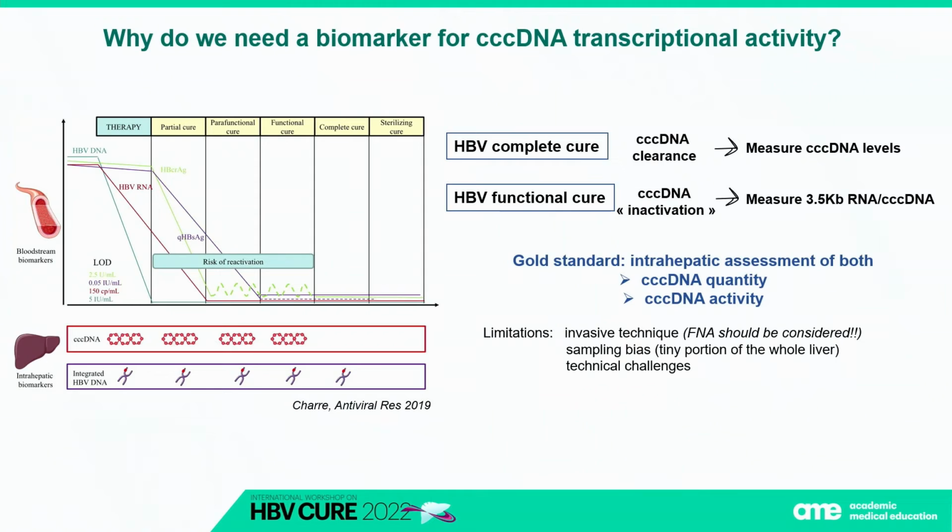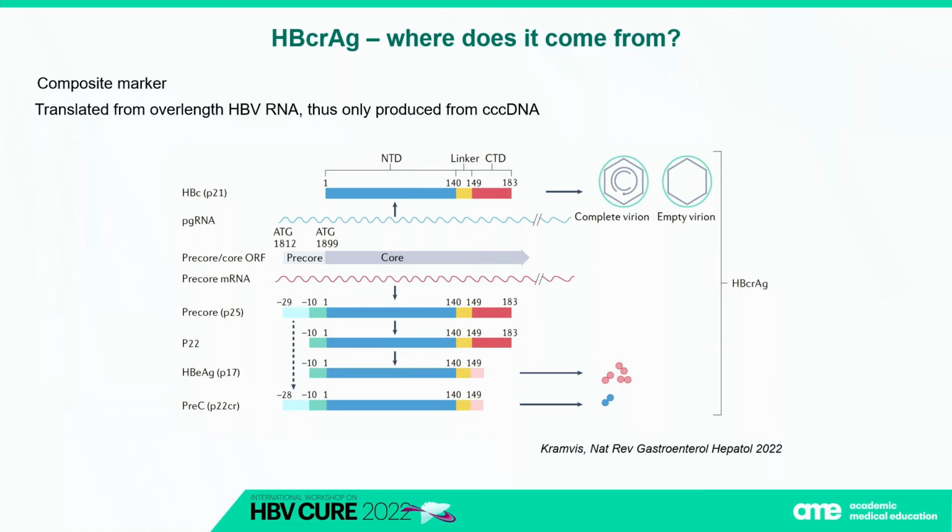So the gold standard, of course, is to look at the liver, to quantify cccDNA and transcriptional activity, but with obvious limitations of invasiveness, sampling bias, and technical challenges. So to have a non-invasive biomarker would be really helpful. So, correlated antigen: where does it come from? It is translated from overlength HBV RNA, pregenomic and precore, and so is only produced from cccDNA, and it recognizes the core protein, HBe antigen, and the pre-C or p22cr, which keeps the N-terminus but lacks the CTD.